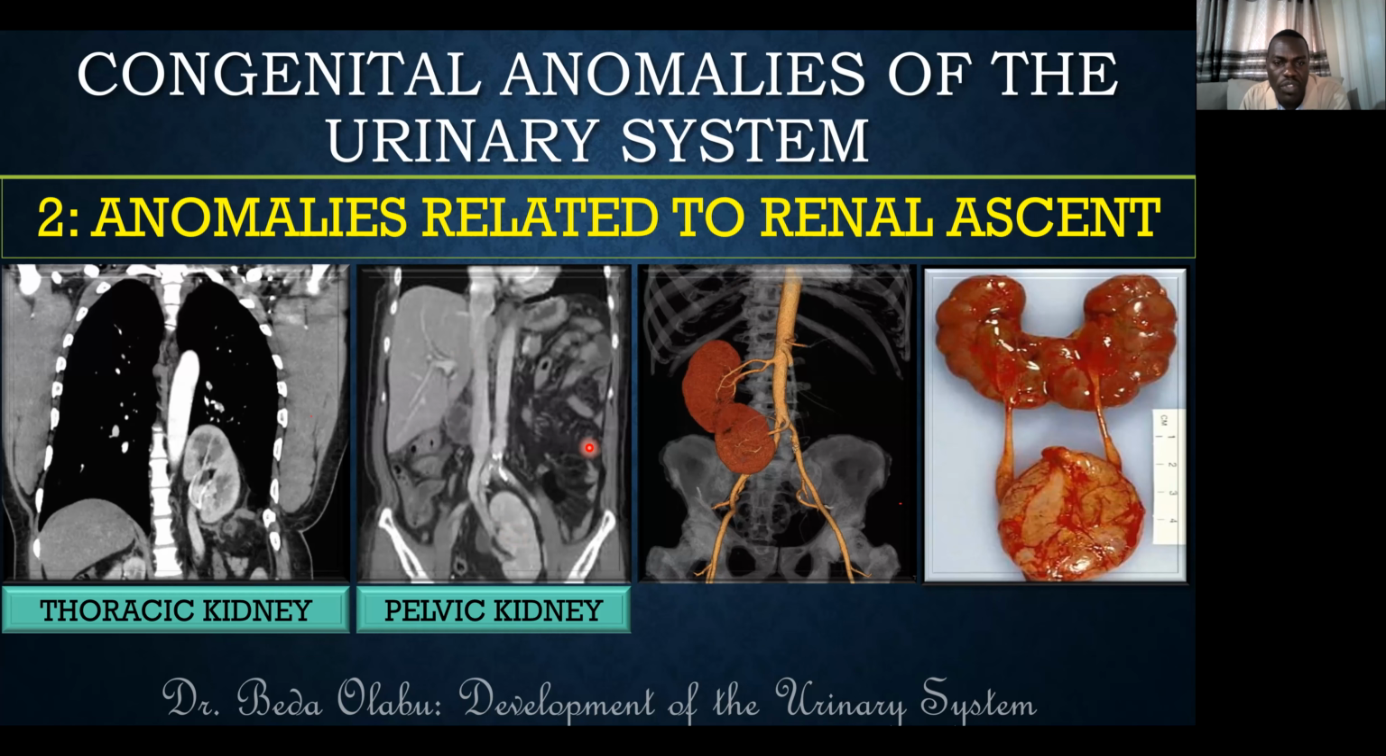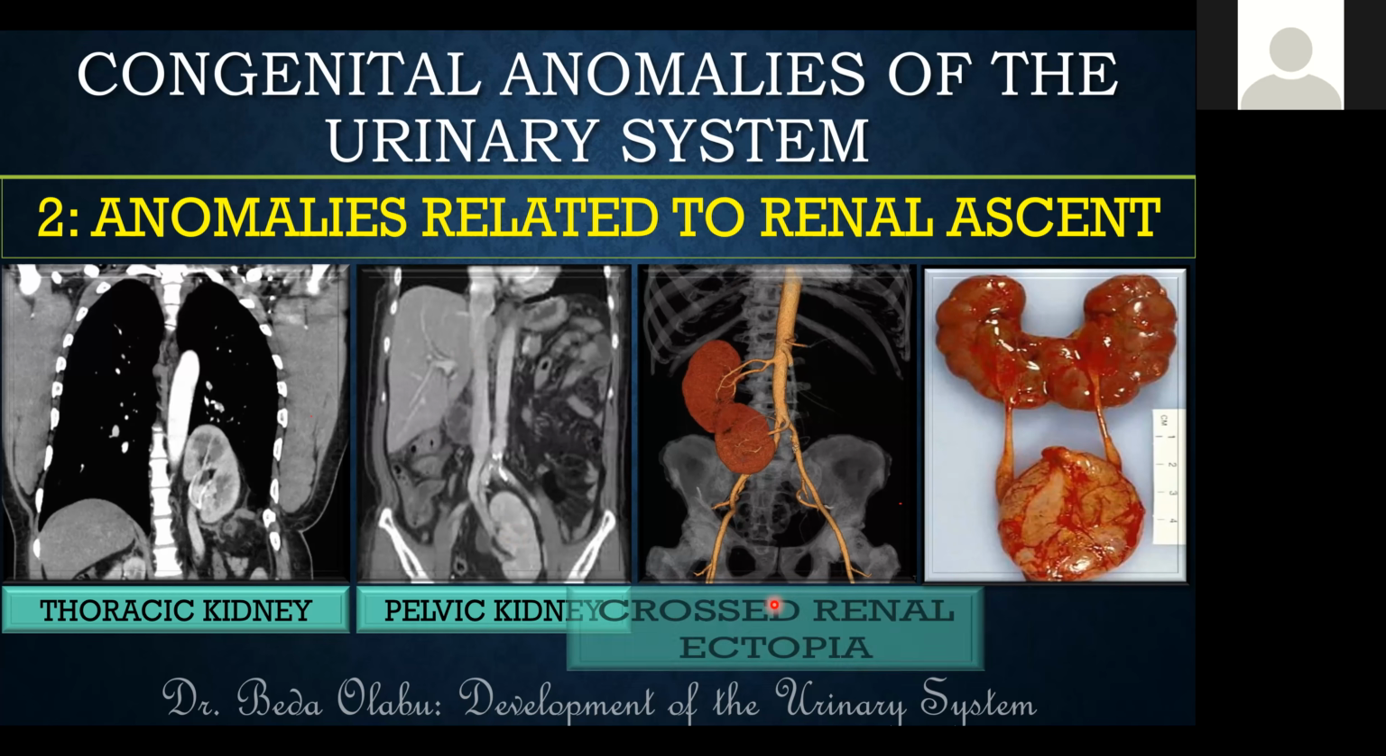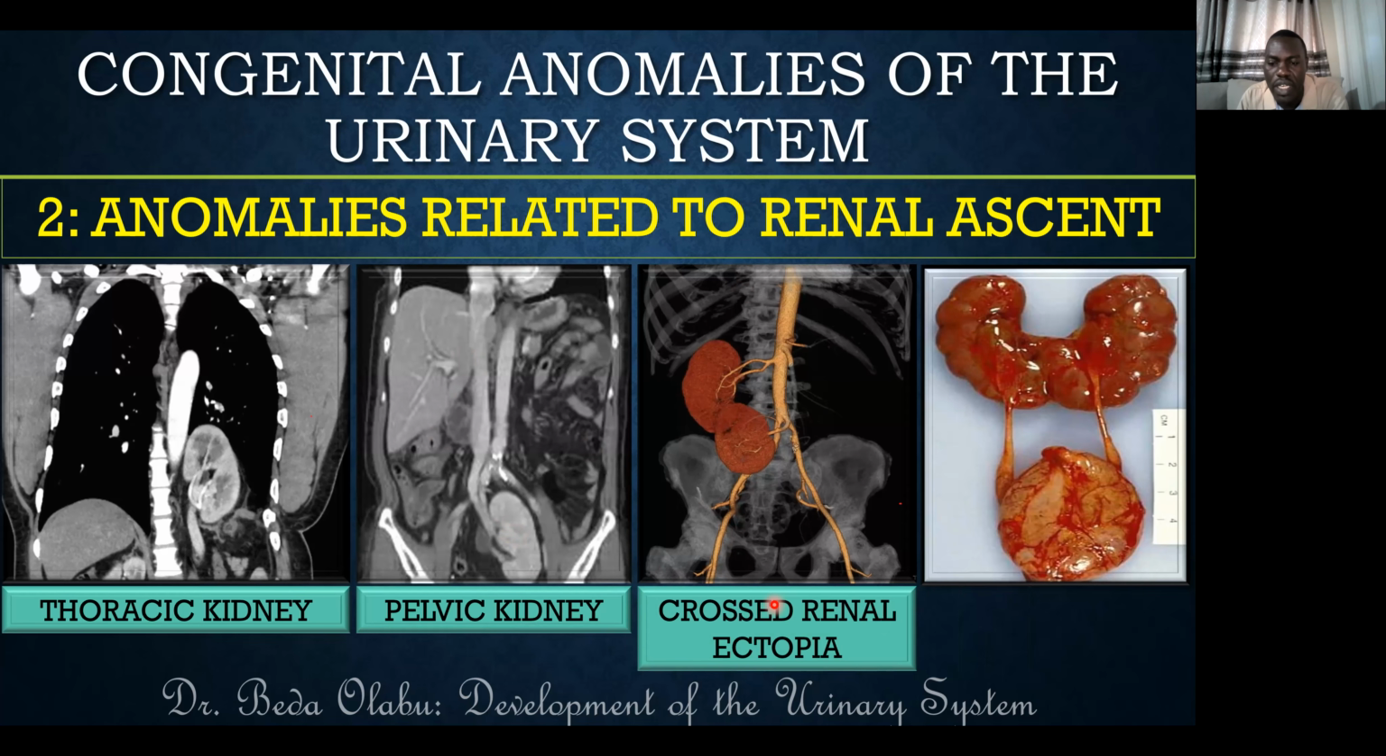So now we have John. John, you're with us? Yes. The third one is yours. What's the problem with the kidney system on the third image? Both kidneys are on the same side. Great. So it means that one kidney crossed the midline. So we call that crossed renal ectopia. One kidney crossed the midline.